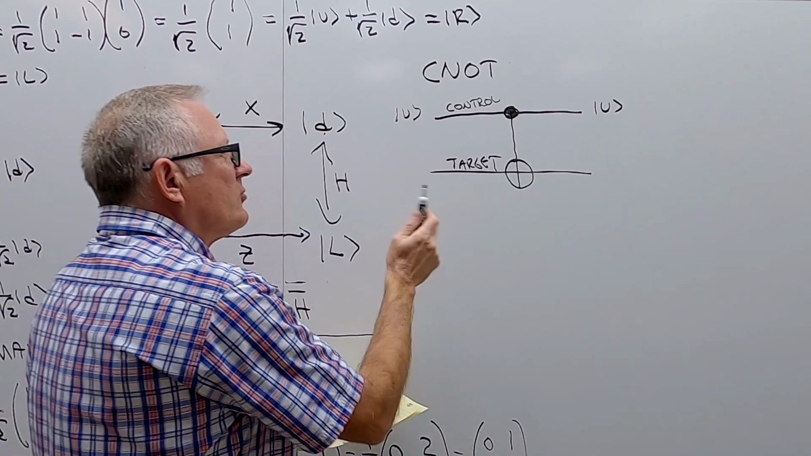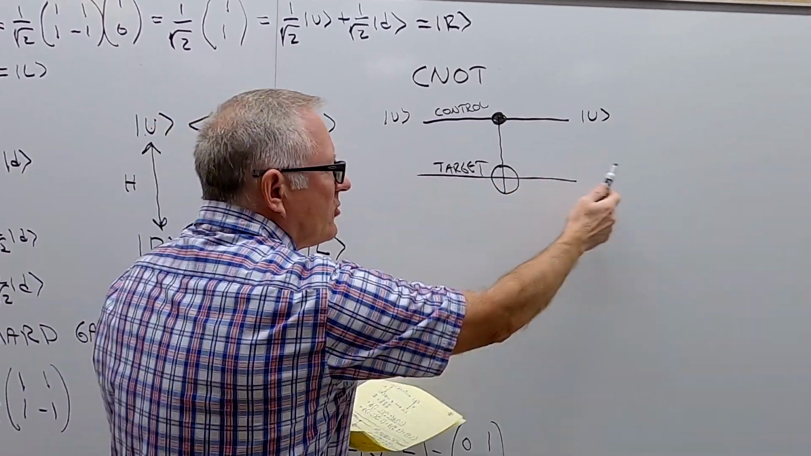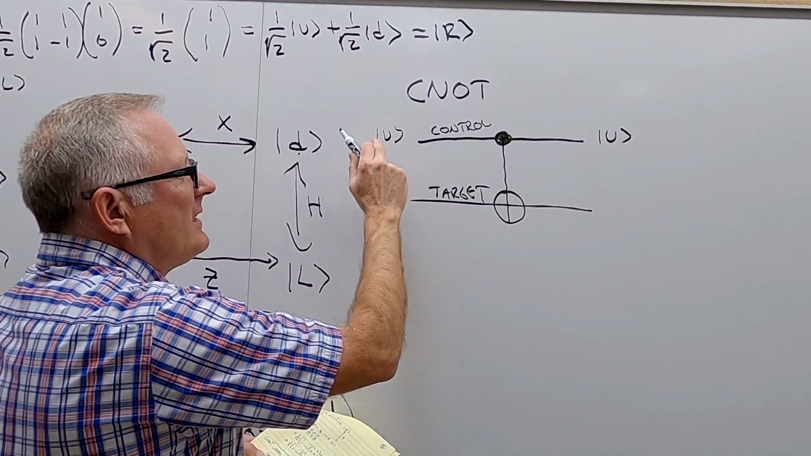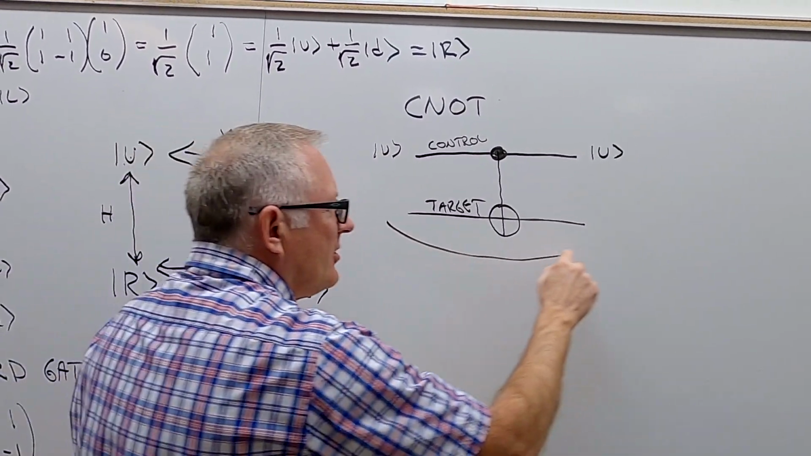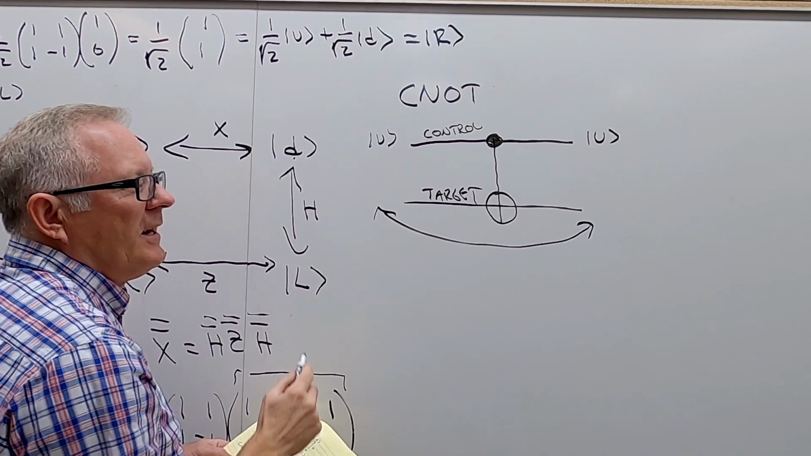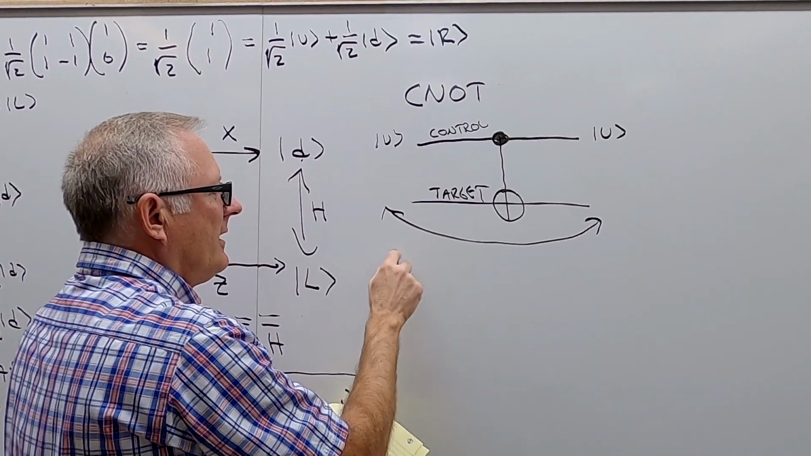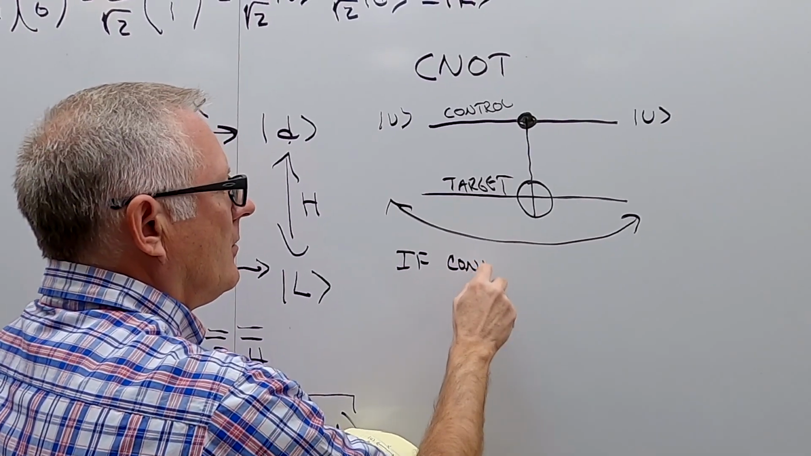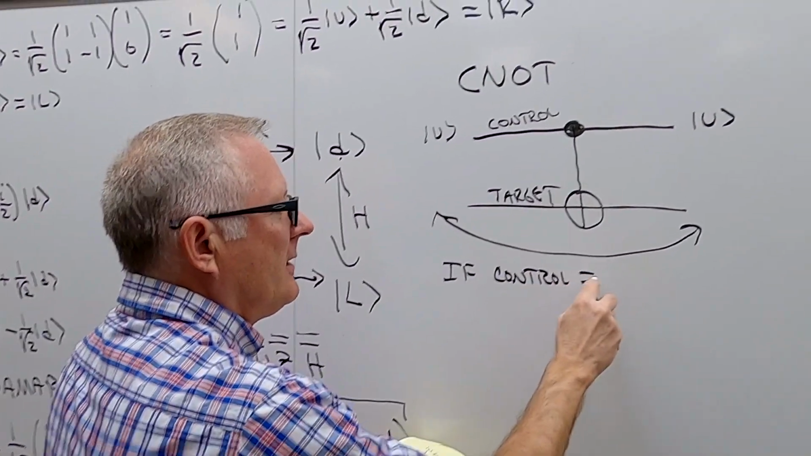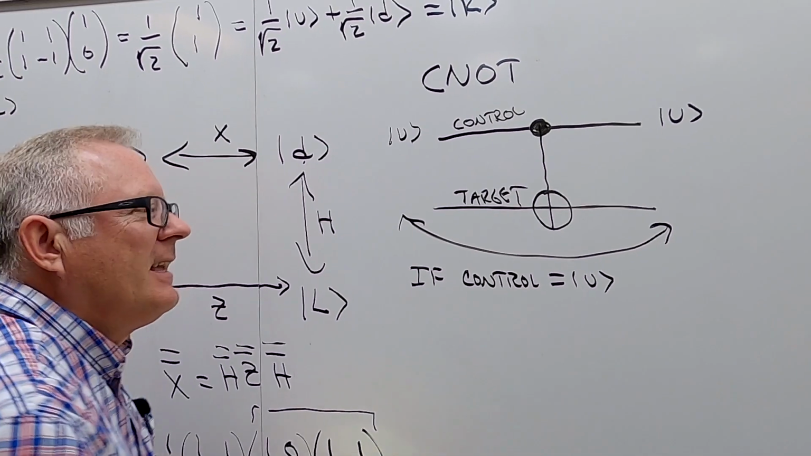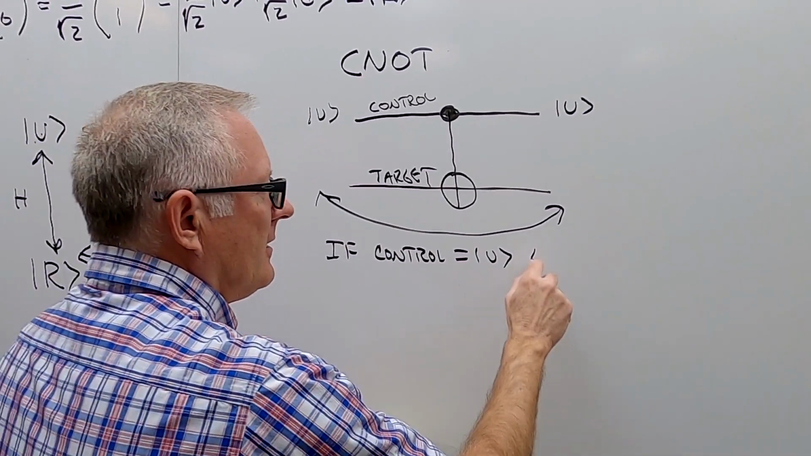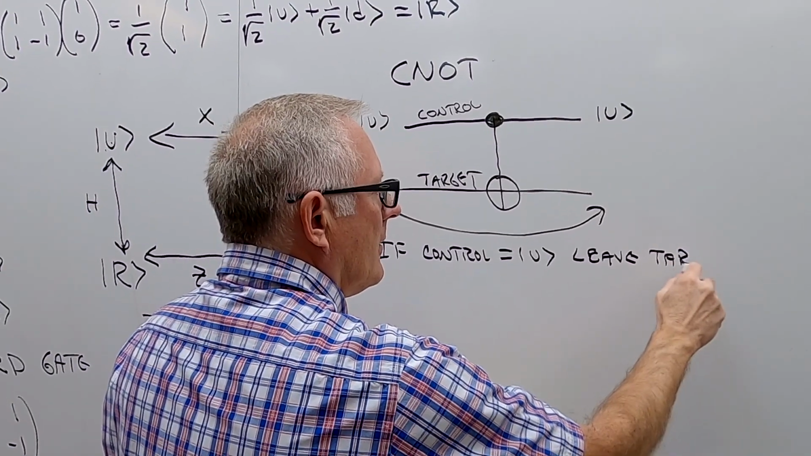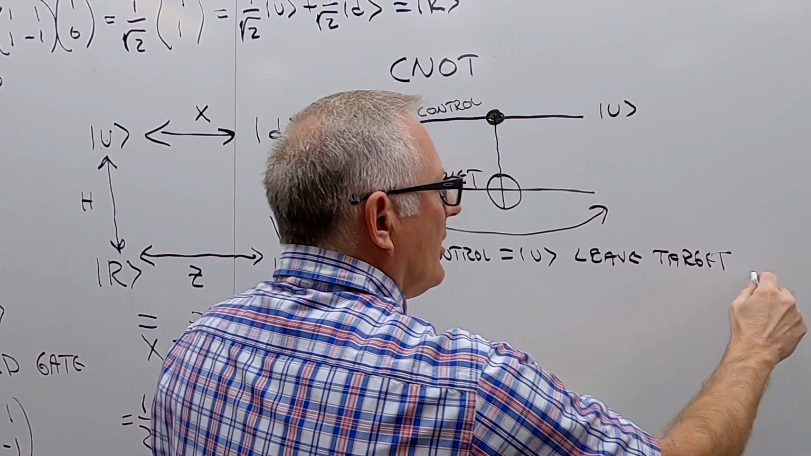But what the control is going to do, it's going to control what happens on the target right here. Now, if the control is up, then these two are going to stay the same. Don't do anything. So if control is up, leave the target alone.